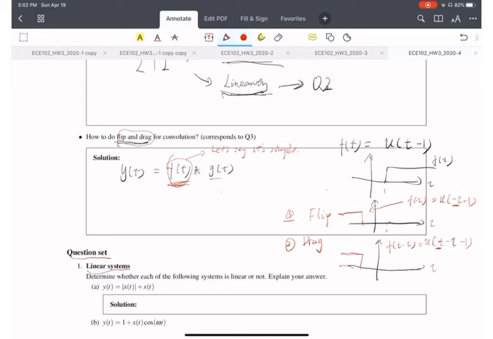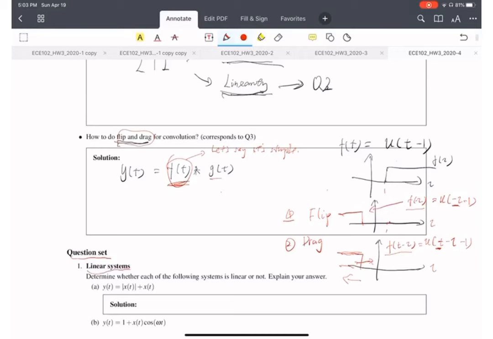So this means that if we continuously increase the value of t, the previous f(t minus tau) will go in this direction, and if we decrease the value of t, f(t minus tau) will go in this direction, and we can continue to drag the f(t minus tau) along this tau axis according to the value of t.